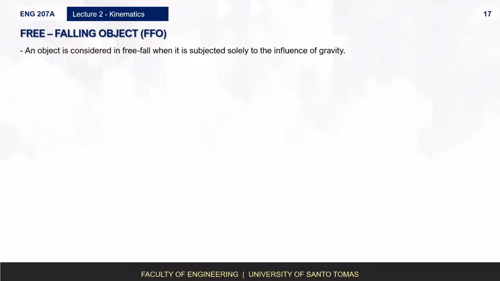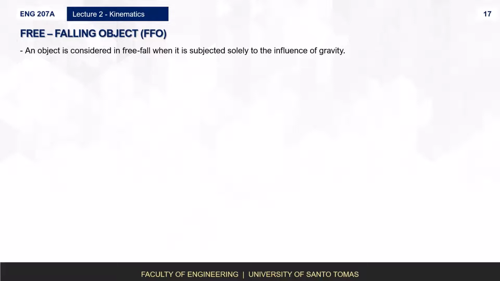By now, we've dealt with problems moving along the x-axis. The next lesson is called free-falling objects, where we're dealing with objects moving along the vertical or y-axis. We call it a free-falling object when the object is subjected solely to the influence of gravity.